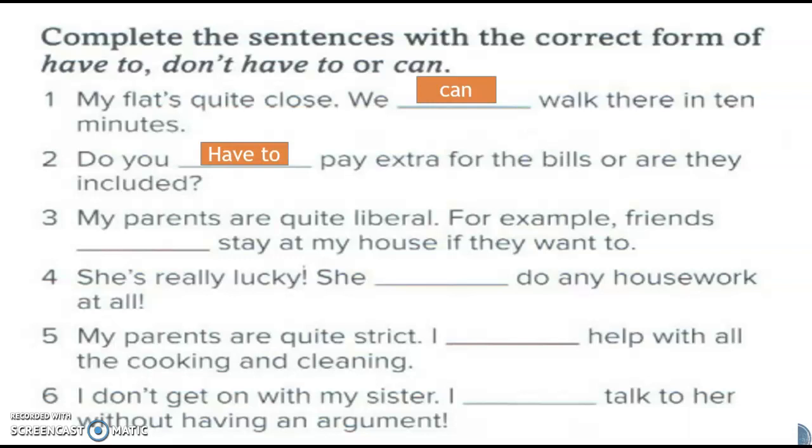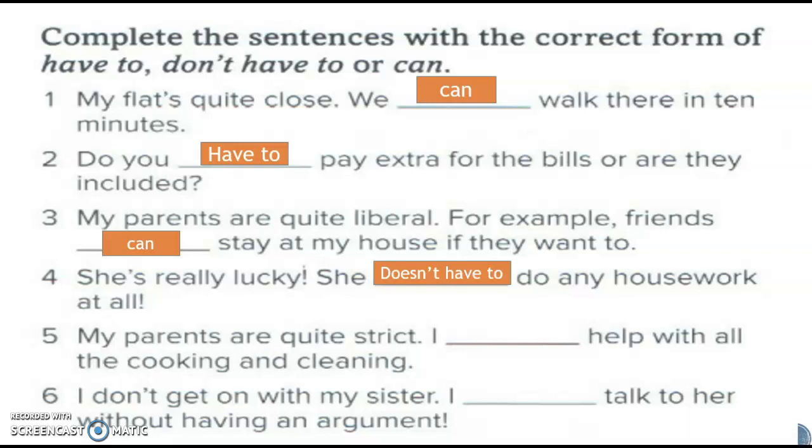That's the idea. Number 3, my parents are quite liberal. For example, friends can stay at my house. What I want to say in this case is that it is possible that my friends can come. Number 4, she's really lucky. She doesn't have to do any housework at all. It means that it is not necessary.